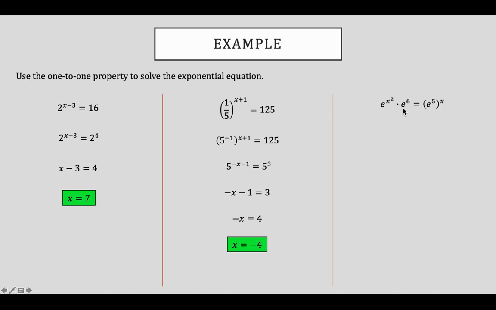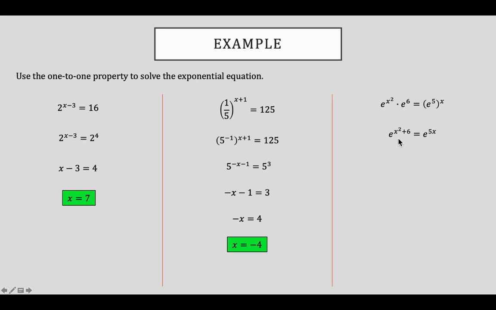Here we are multiplying exponential quantities of like bases. Our base is e. What do we do with our exponents? Well, we add them. When we multiply exponential quantities with like bases, we add the exponents. In other words, this would be e raised to the x squared plus 6. Over here on the right-hand side of the equation, I have an exponent raised to another exponent. When we have exponents raised to exponents, we multiply them. This gives us e to the x squared plus 6 is equal to e to the 5x.